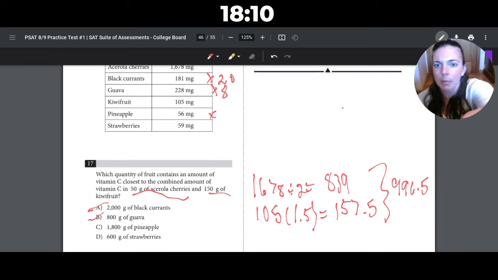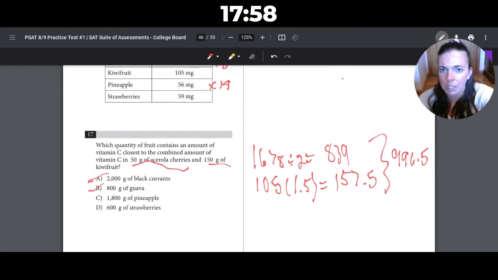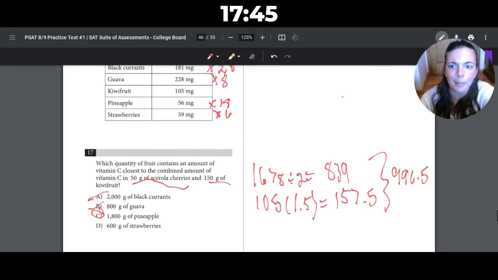1,800 grams of pineapple. So let's multiply this by 18. All right, not going to be so good at estimating that. Let's just plug it in. 56 times 18. Okay, that's 1,008. That's pretty close. Let's just check the last one. Strawberries. 59, multiply this by 6. I think that's going to be way too low. 59 times 6. Yeah, 354. Okay, so C it is. That one is the closest.